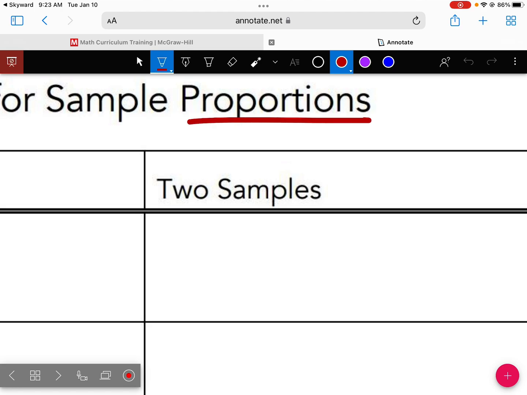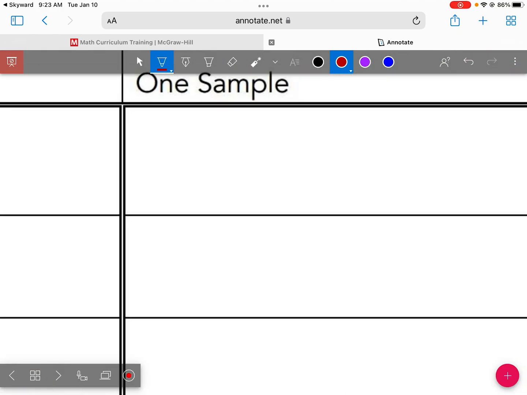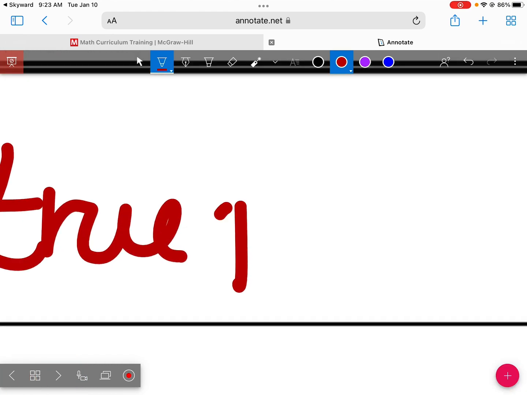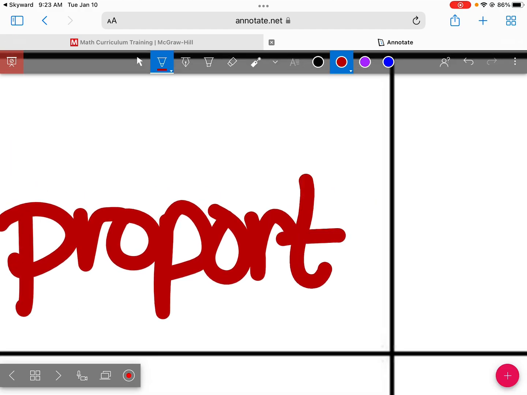If I am talking about proportions, what letter am I going to see show up a lot? P and P hat. Which one is my parameter and which one is my statistic between P and P hat? Aiden. P is my parameter. P hat is my statistic. P is the true proportion. Let me rewrite that.